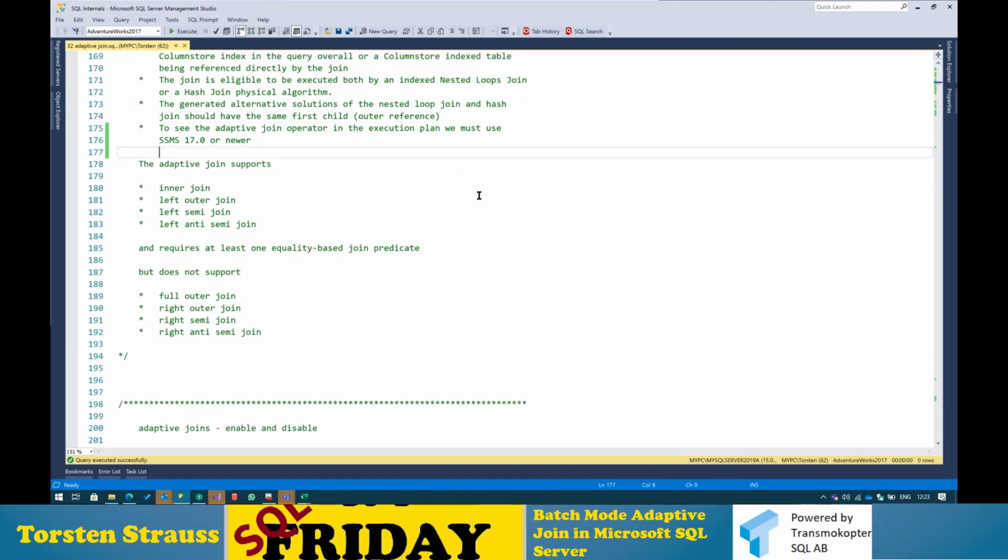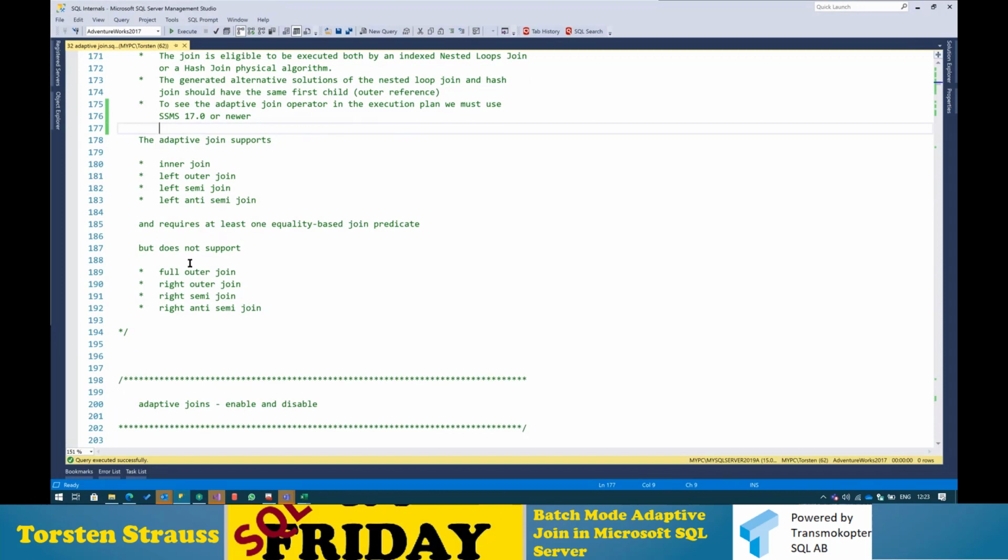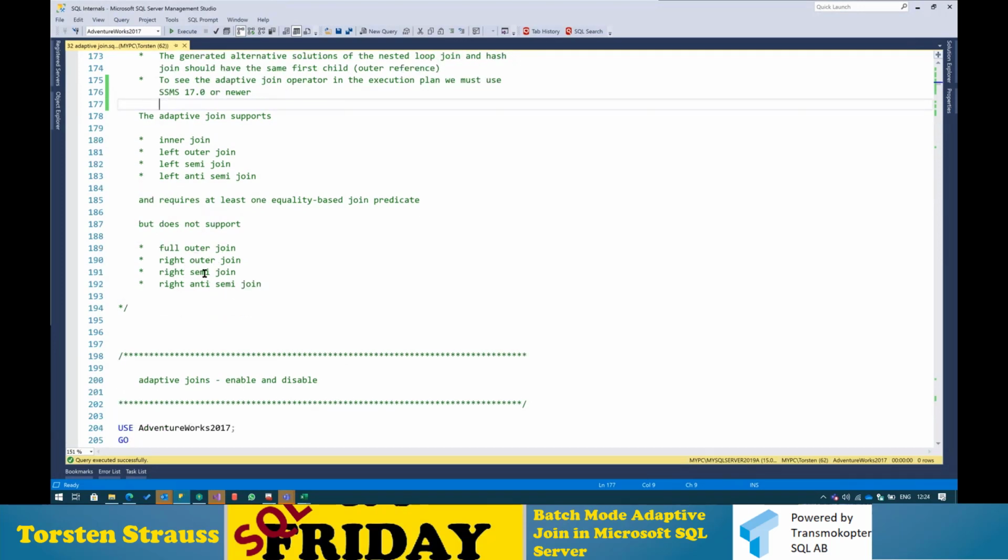The adaptive join supports inner join, left outer join, left semi-join, left anti-join, but it does not support full outer join, right outer join, right semi-join, and for sure right anti-semi-join. I mean, a right outer join is not a problem because SQL Server is always smart enough to change the right join in a logical way, so we will end up with a left join, which can now be executed in a hash match or adaptive join operator.